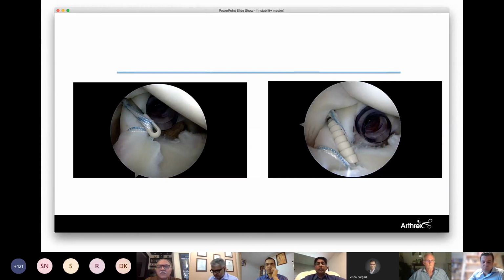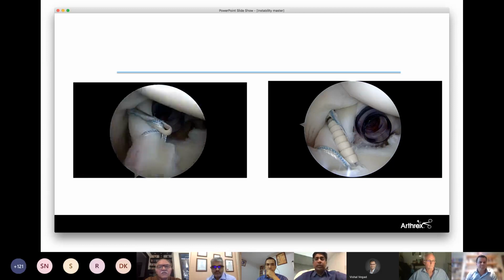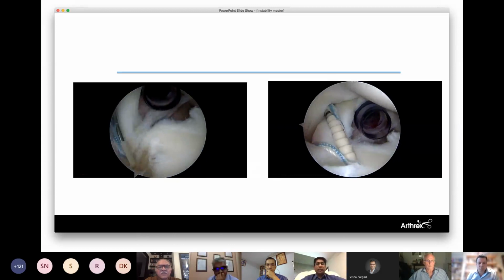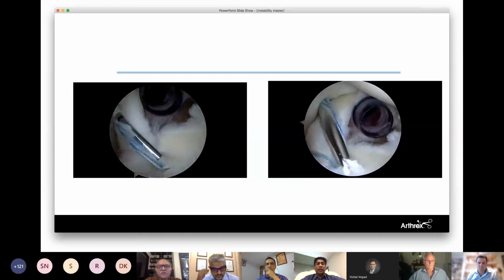So that is a video. Mark, if we can run the video. Sorry. And both the sides, you can run it up. So here we can make sure that we have enough levering space for the PEEK anchor to go in. So it should not tighten too much. You should have enough lever arm for the suture tape.